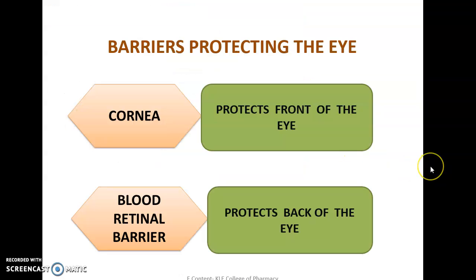Next, what are the different barriers protecting the eye? The first barrier is the cornea, which protects the front of the eye. Next, the blood retinal barrier protects the back of the eye.